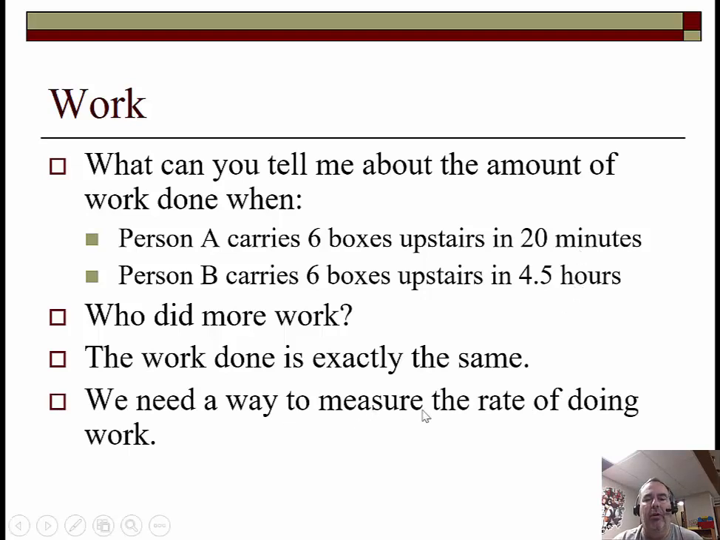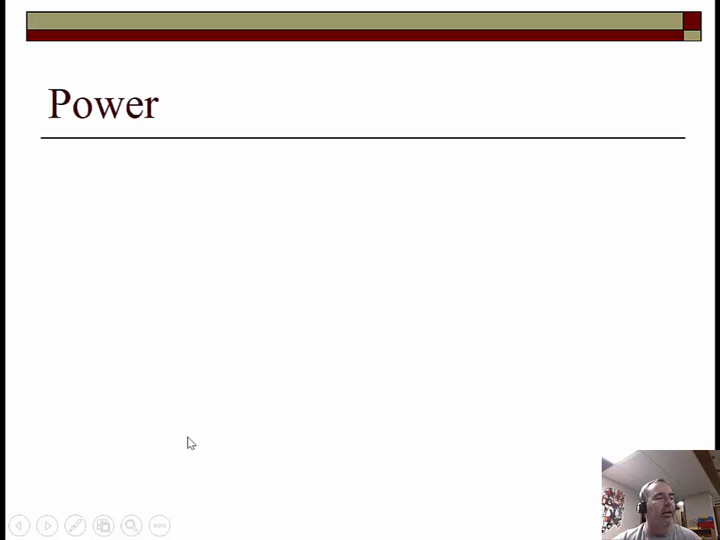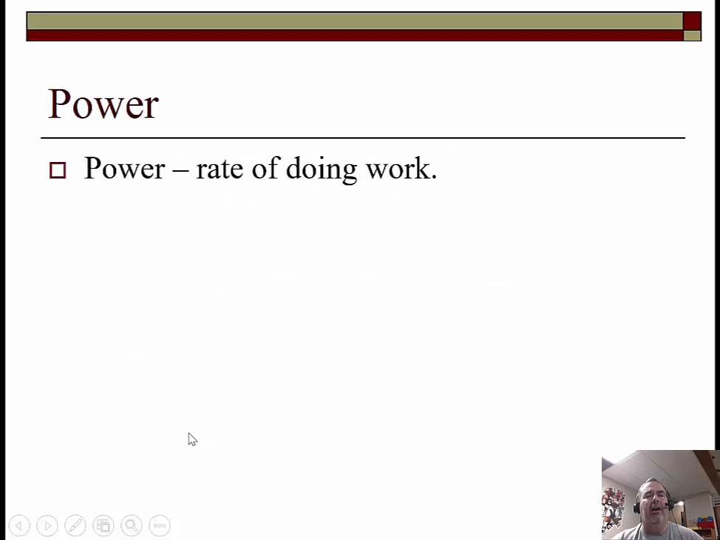So what we need to do is find a way to measure how fast that work gets done. And in looking at how fast that work gets done, that's going to be power. Power is just going to be the rate of doing work. So the equation for power is power equals work divided by time. Okay, power equals work divided by time. If you want, you can say P equals W divided by T.